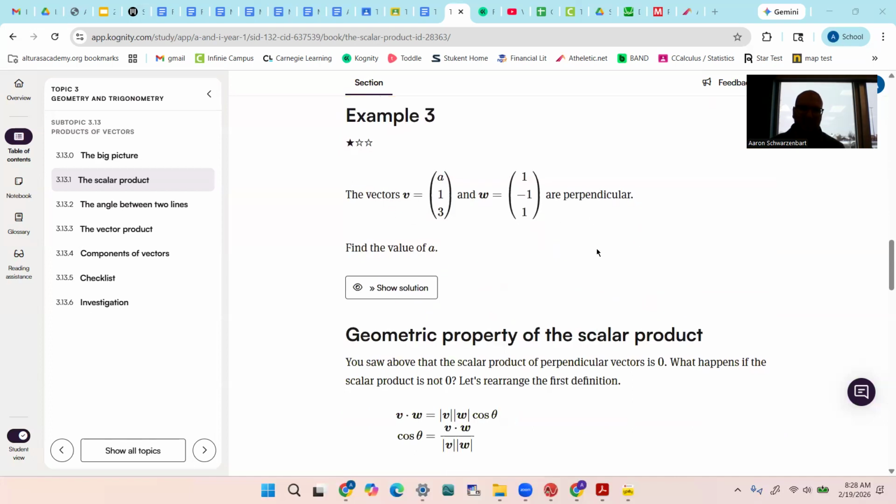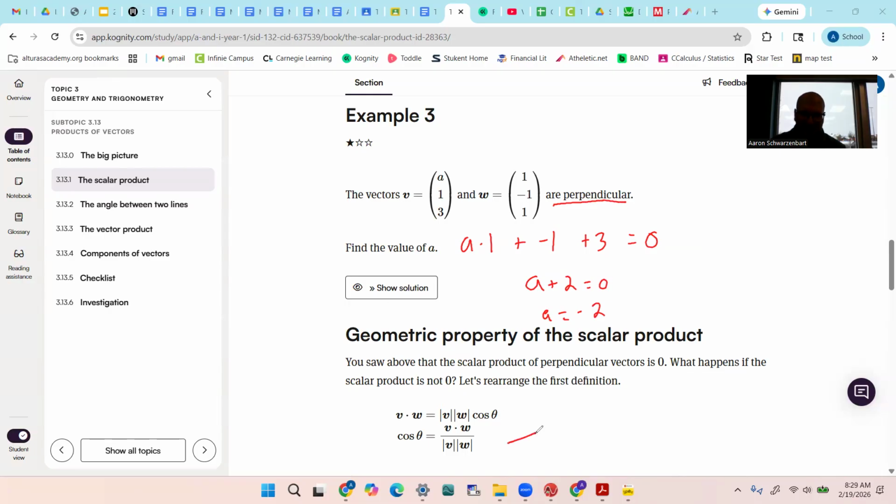So these are perpendicular. What's the value of a? Well, we do the dot product. It says these vectors are perpendicular, it should say orthogonal. a plus 2 equals 0. a is negative 2.